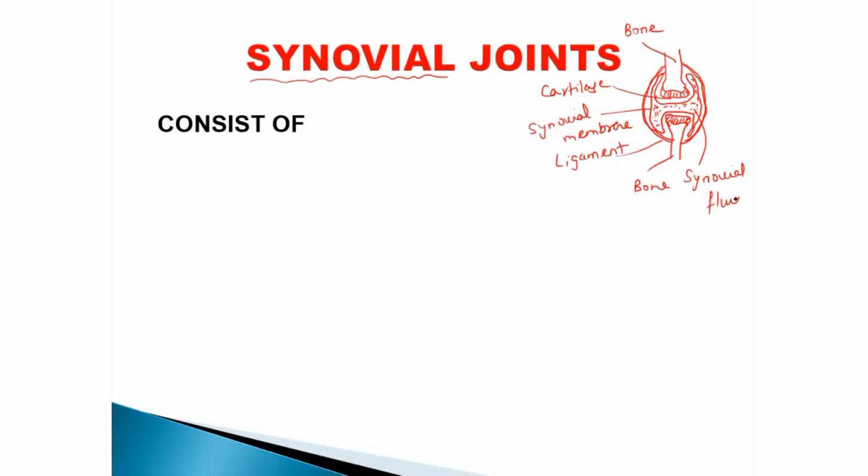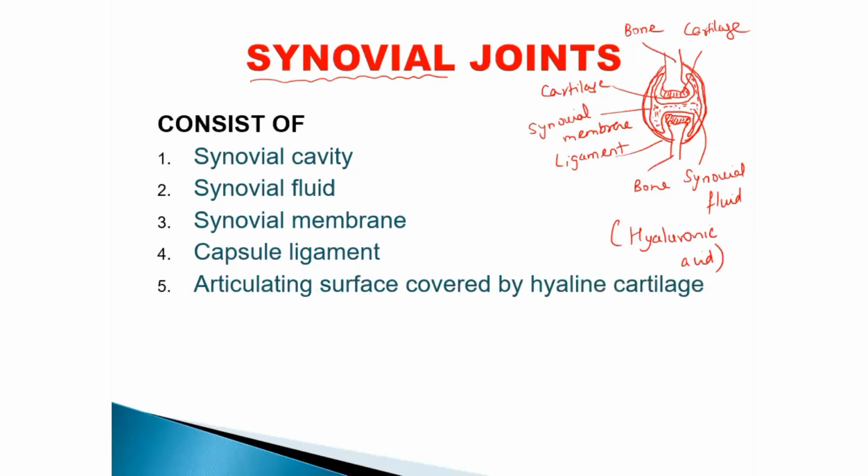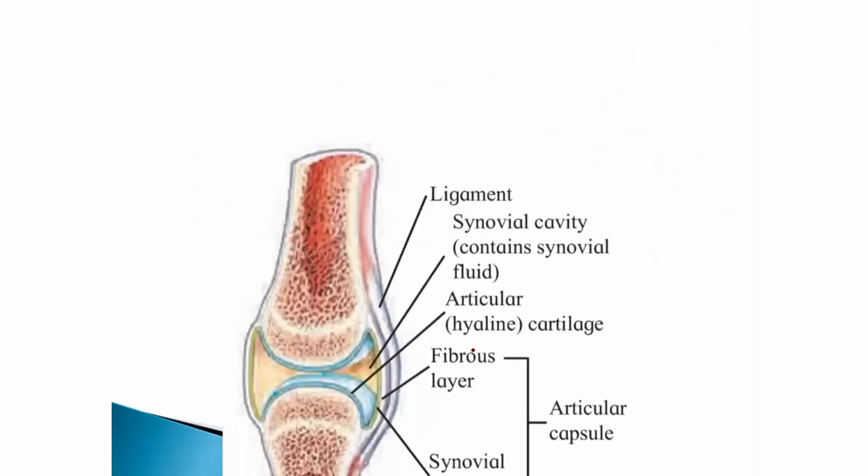This fluid consists of a very special substance called hyaluronic acid. So remember, there is hyaluronic acid present, and this hyaluronic acid will help in providing nourishment to this cartilaginous pad, and this is how all the synovial joints will be. So let's understand this. A synovial joint consists of synovial cavity, synovial fluid, synovial membrane, capsule ligament, and last, the articulating surface, which is covered by hyaline cartilage.